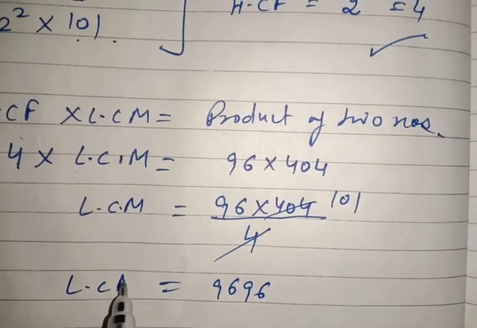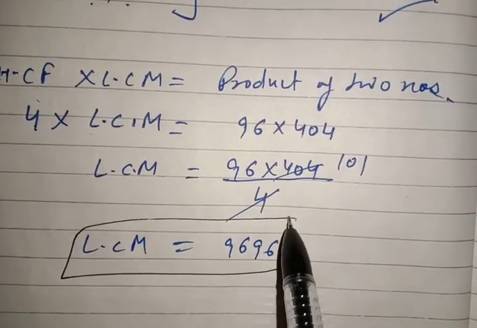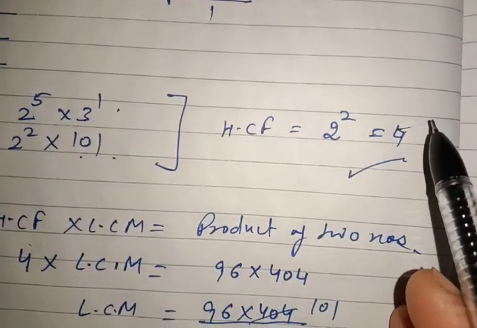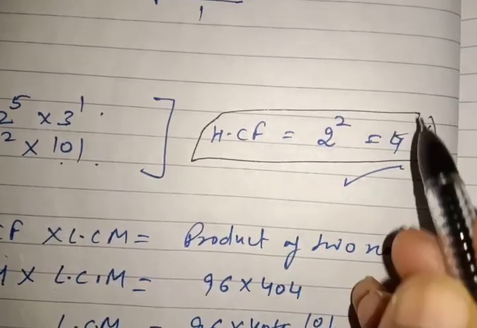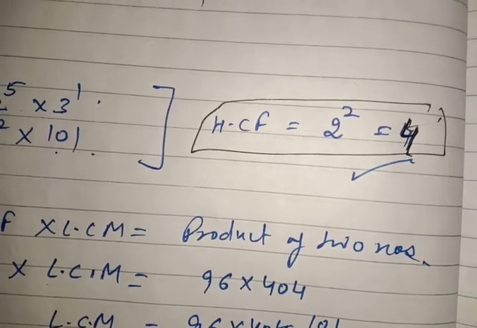So this is our LCM. This is our second part, that find out LCM, and this is our first part, that find HCF, which is 4. So we have done this example also.